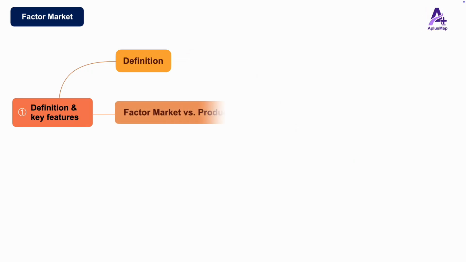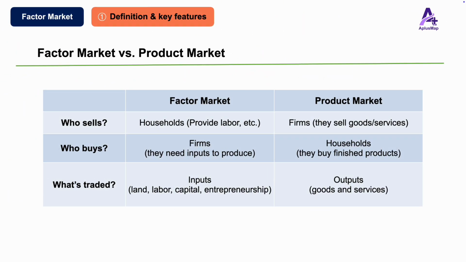And just a quick point here, because it can be confusing, remember, in the factor market, businesses are the ones demanding these resources. Households, like you and me, are the ones supplying them. Okay, so it's kind of the reverse of when we go shopping for, say, a coffee. We're the demanders. Here, for labor, we're the suppliers. Exactly. Businesses demand labor, households supply it.